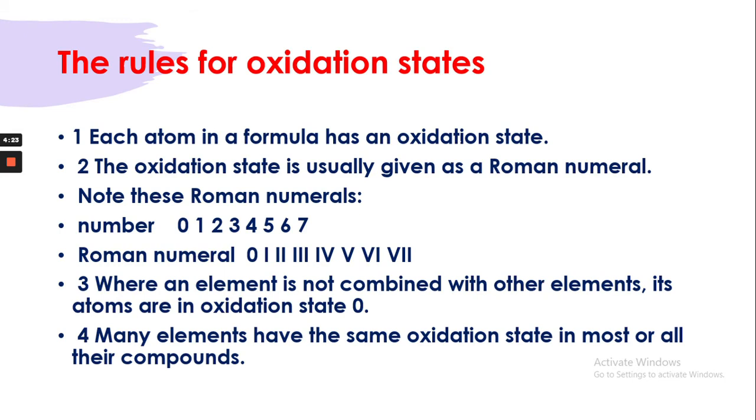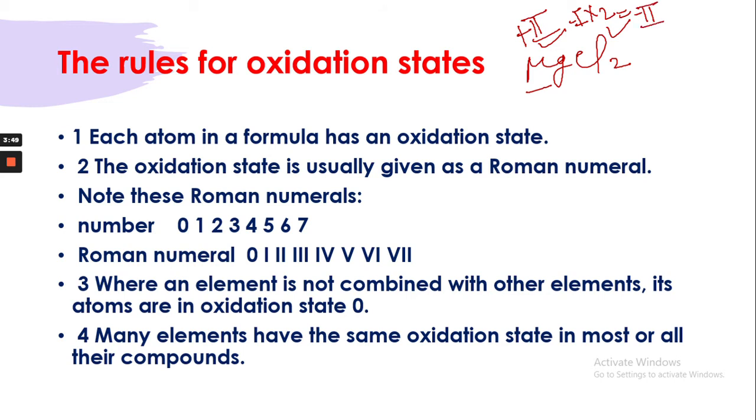The rules for oxidation state. Each atom in a formula has an oxidation state. Suppose we have to find out the oxidation state of this magnesium. It will be different, and the oxidation state of chlorine will be different. So the oxidation state of magnesium will be +2 and the oxidation state of chlorine will be -1, but in this case it will be -2.